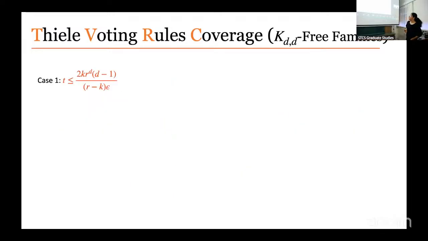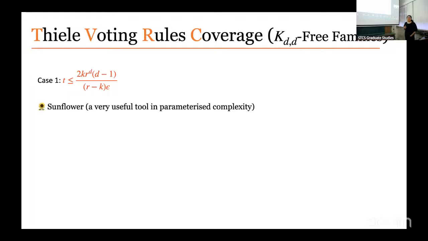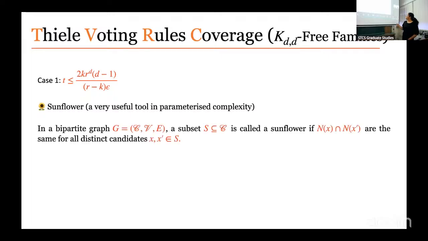Here, I'll just introduce a toolbox in the parameterized complexity world, which is the sunflower. It is defined for arbitrary graphs. For bipartite graphs, it is defined and recently some lemma was given just to give better bounds. Everything works even if you work with the classical sunflower lemma.